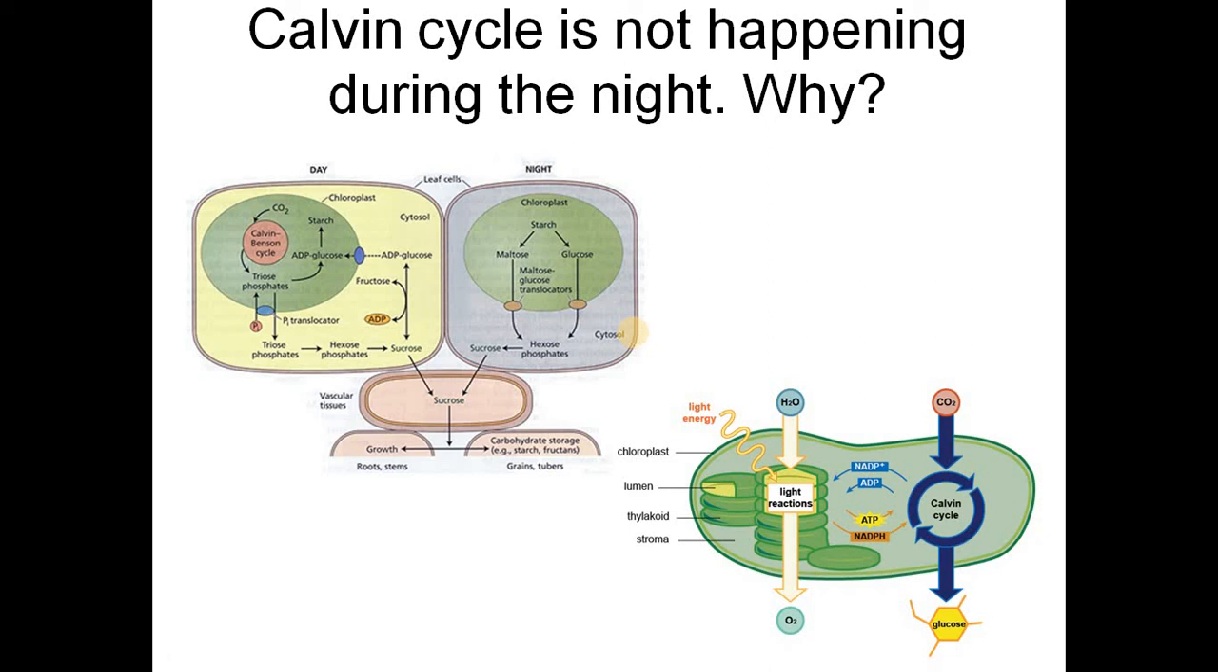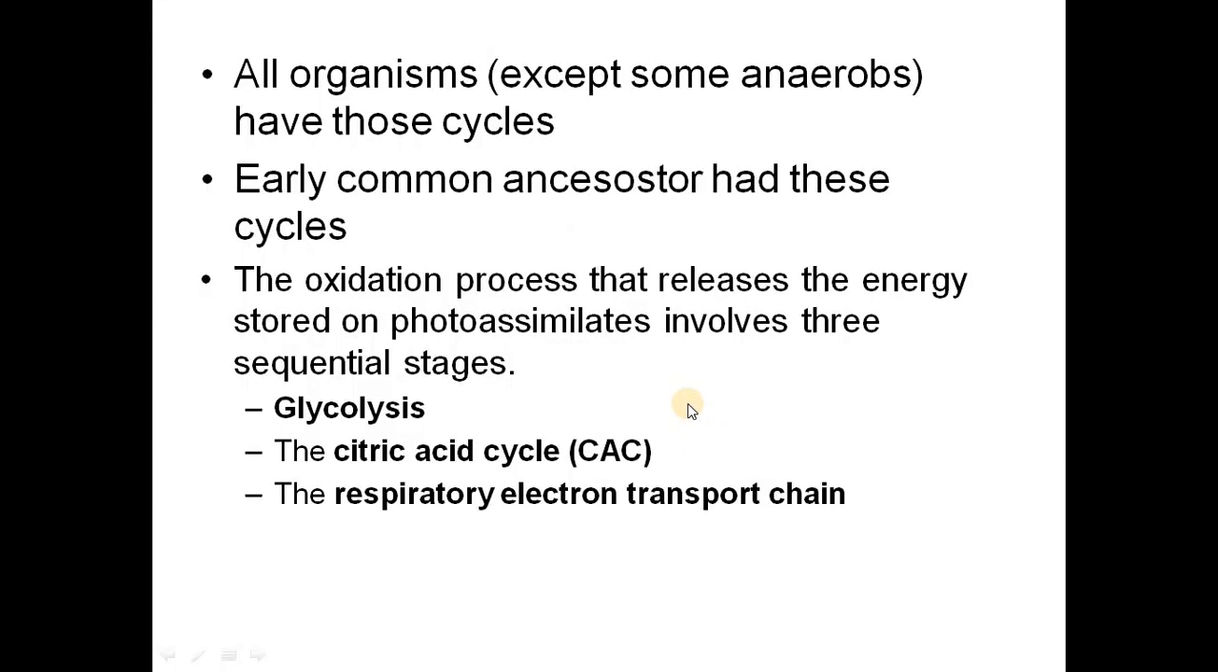Okay, so the Calvin cycle is not happening during the night. Why is the Calvin cycle not happening during the night? Can anyone tell me? Well, if you look at this picture, the answer is pretty simple. The Calvin cycle cannot happen without the light reactions, because there is no input of ATP and NADPH. If you don't have these, you don't have the Calvin cycle. So this is just some of the answers to those logical questions. It's really, really simple. All you have to do is think about it.